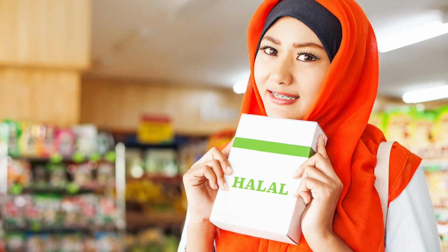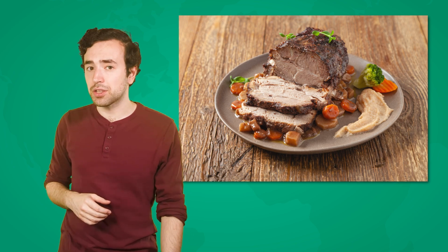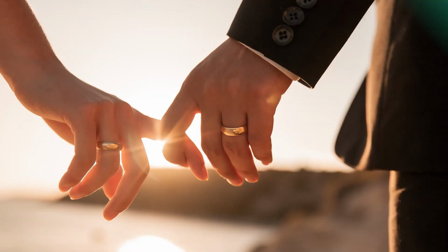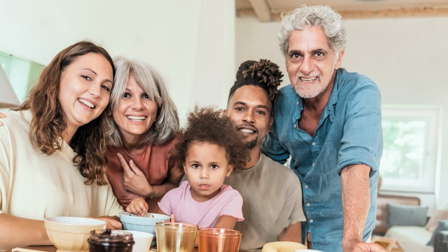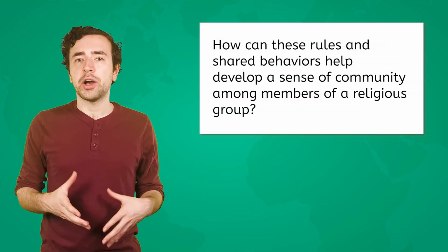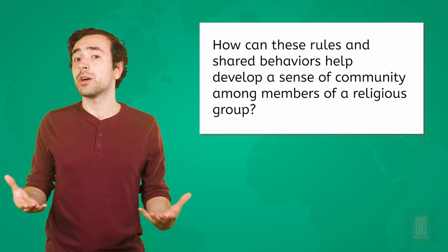Maybe you've seen the terms halal or kosher at your supermarket before. These terms refer to the dietary restrictions that members of the Islamic and Jewish faiths must follow, respectively. For instance, both kosher and halal diets prohibit people from eating pork. Religion also impacts how families look, too. For example, some religions prohibit marrying someone from outside the faith. Others encourage multiple generations of families to live in the same house. How can these rules and shared behaviors help develop a sense of community among members of a religious group?